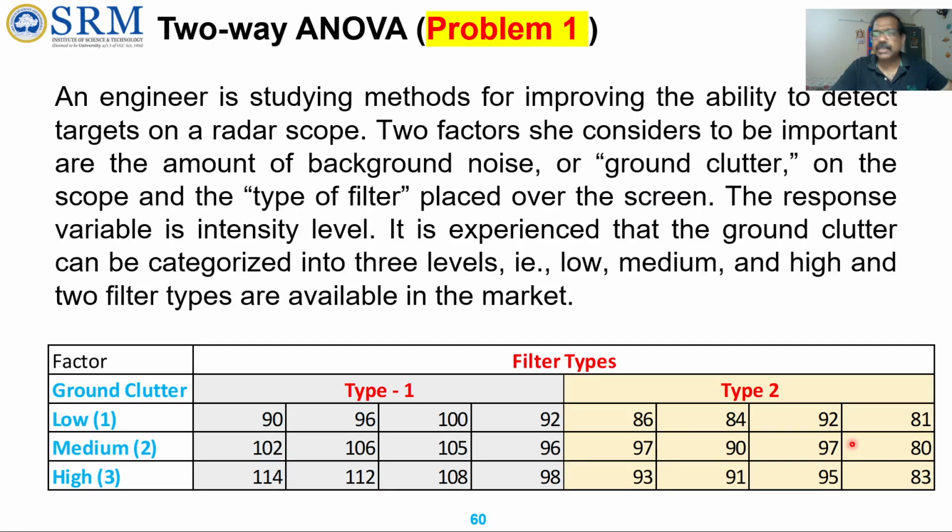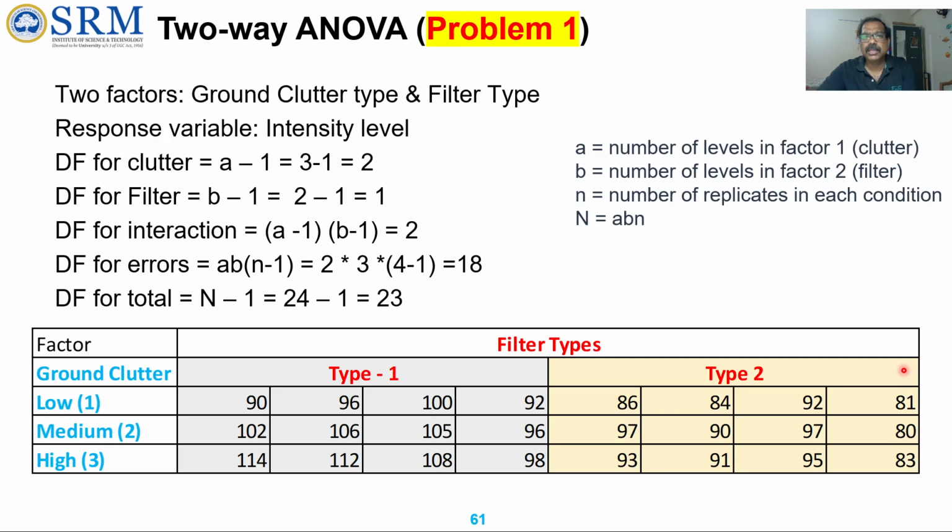Even you can make the table another way also. Another way, in the sense, type 1, type 2 here, and low, medium, high. Likewise, you can interchange them. According to that, your final results in the F table will vary. Okay.